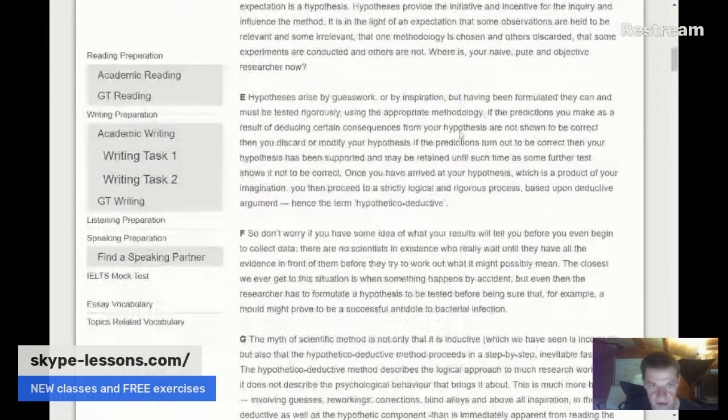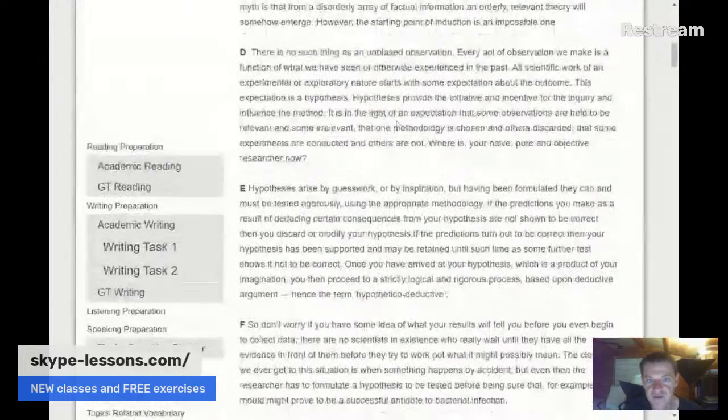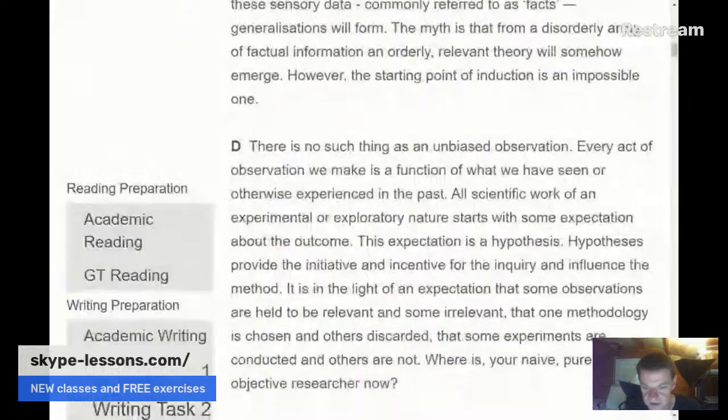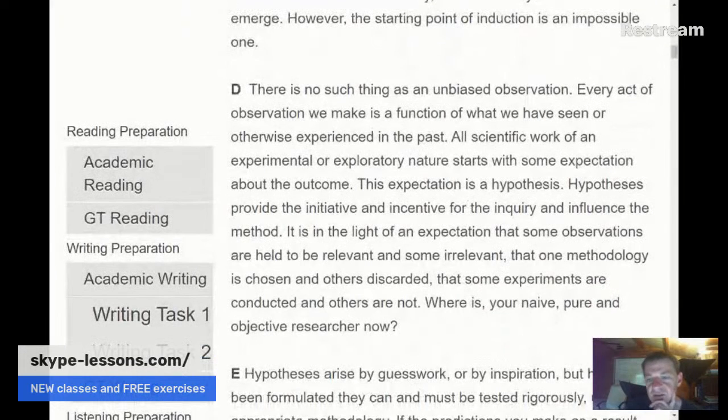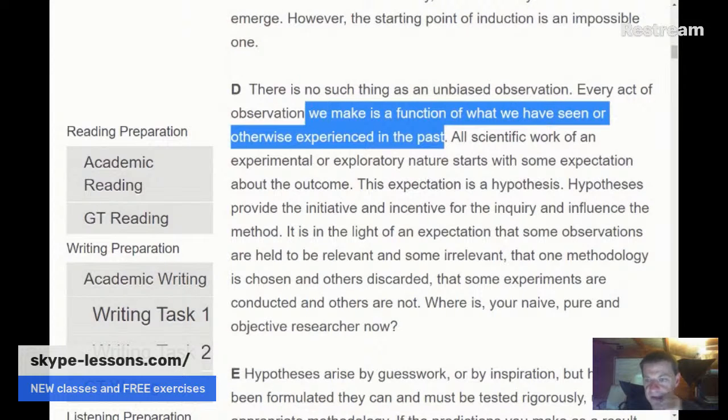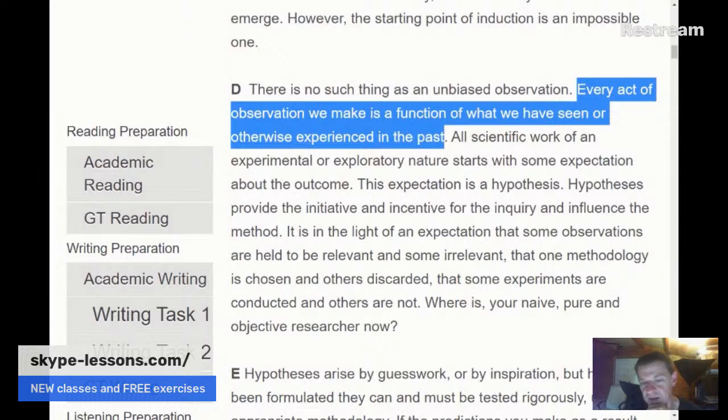So we're going to go for 4 for part C. Let's try part D now. And I'll zoom back in again. Let's get a little bit better at doing things like this. There is no such thing as an unbiased observation. Every active observation we make is a function of what we have seen or experienced in the past. So nothing's unbiased. All scientific work of an experimental or exploratory nature.